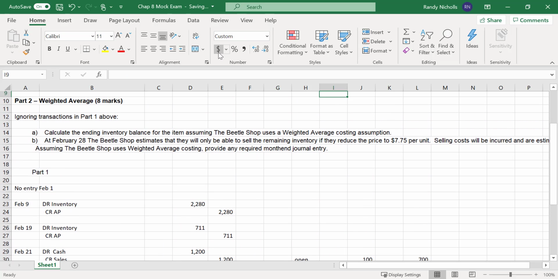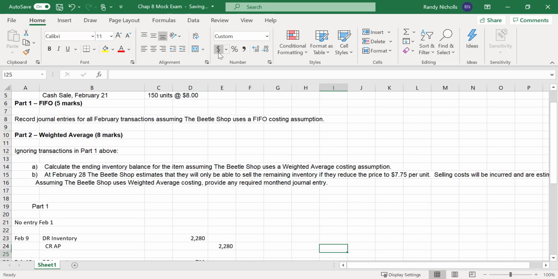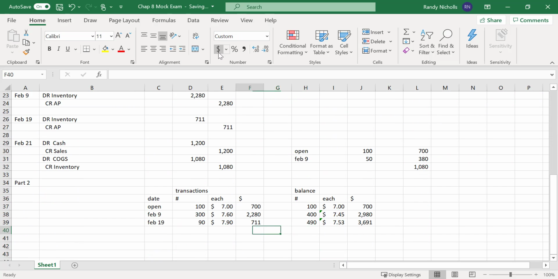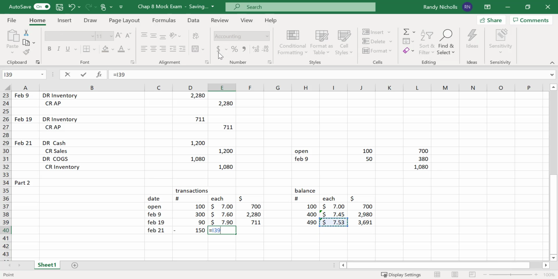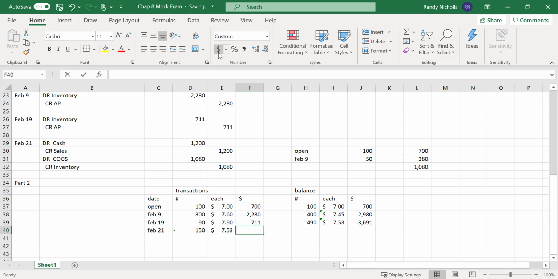Okay, and then one last one I have is the cash sale on February 21, 150 units. So my number of units is now minus 150. What's coming out for each transaction? Well, it's whatever my weighted average is. So based on my last purchase, my weighted average is 7.53. So the dollars that come out of inventory are the 150 times my average cost of 7.53.